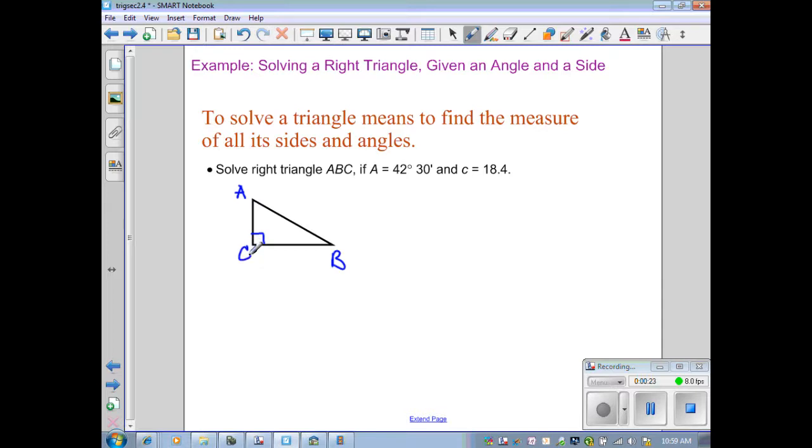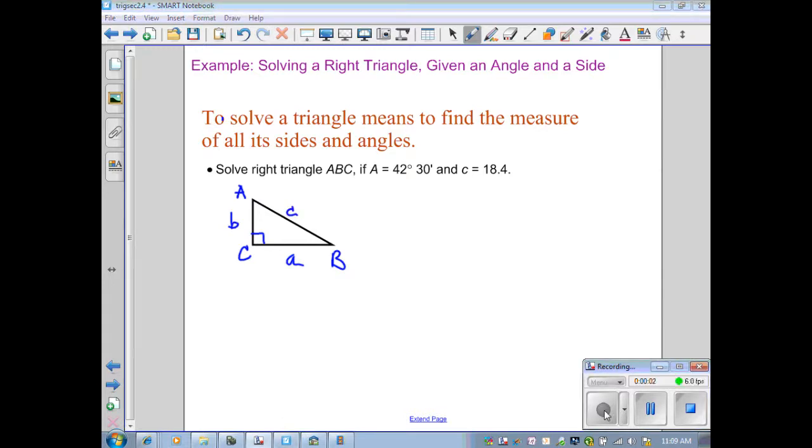And also I want you to understand that the measures of the sides are the lowercase letters opposite the angle given. So if this is capital B, the measure of this side opposite is lowercase b. Capital A, the angle, the opposite side's measure is a lowercase a. And for my right angle, a capital C, the hypotenuse would be represented as a lowercase c.